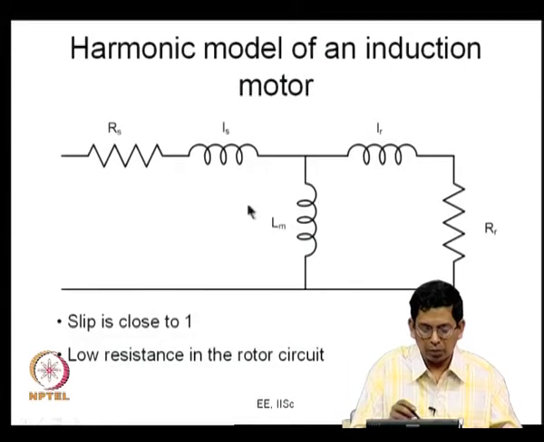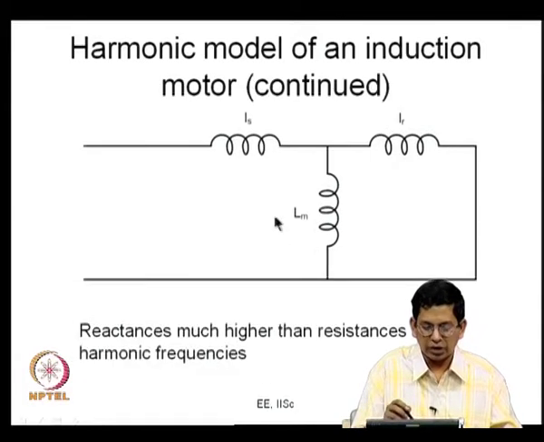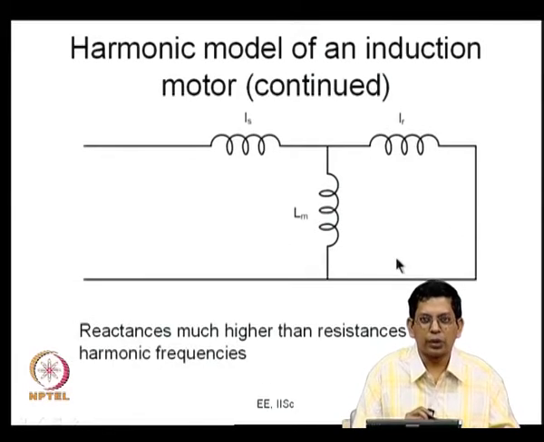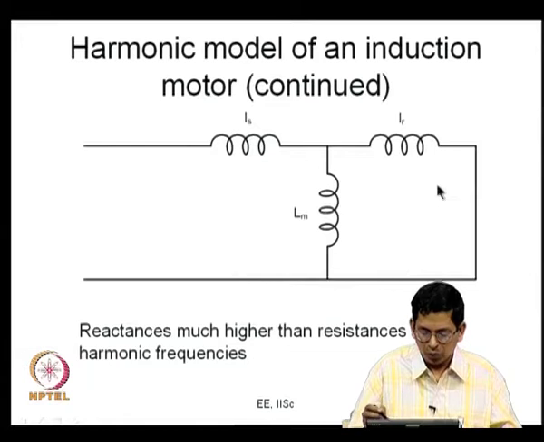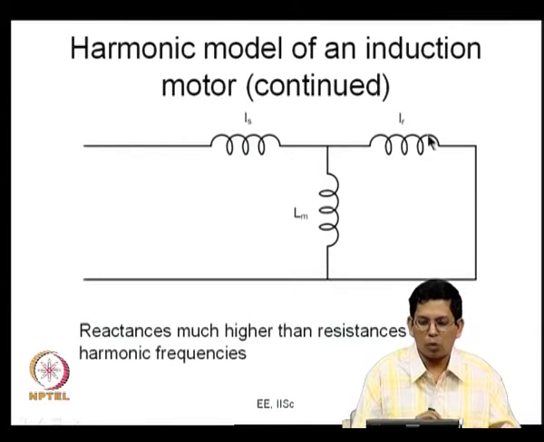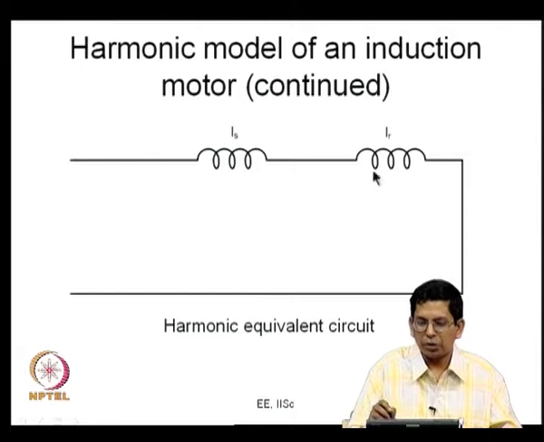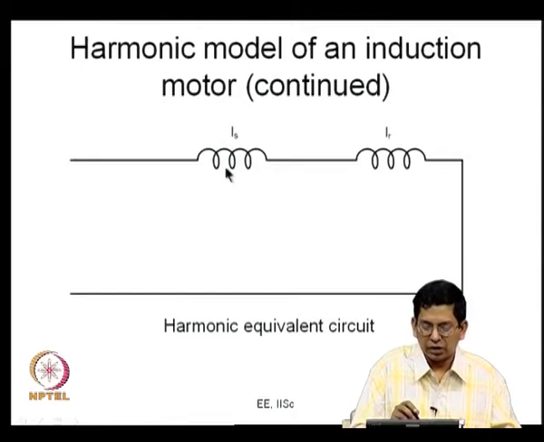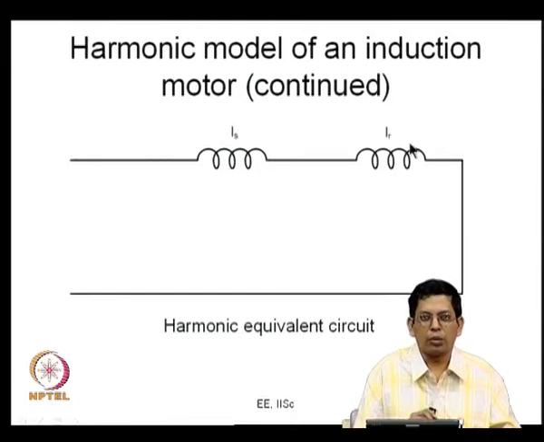You can use the same argument for the stator resistance also. The stator leakage is much greater than that, and therefore you can ignore that. Now what you have is the leakage inductance of the rotor coming in parallel with the magnetizing inductance. This is large and this is small, and therefore the effective combination can be written like this. It is Ls and Lr. This is the harmonic model of the motor now.